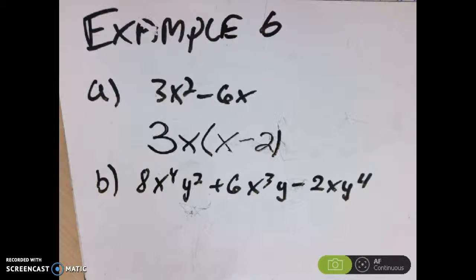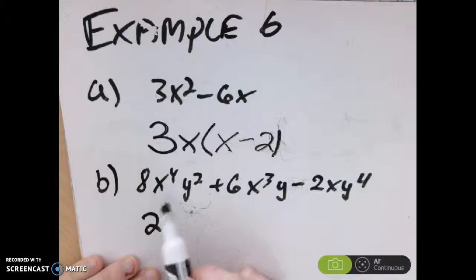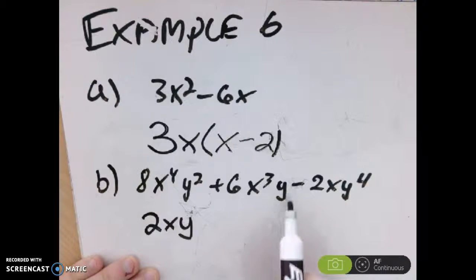Now for b. B is a little bit more complicated because it has more terms. I look through 8x to the fourth, y squared, plus 6x to the third, y, minus 2x, y to the fourth. What's in common between 8, 6, and 2? The number that divides into all of them evenly is a 2, so I'll take a 2 out. They all have x's, and the lowest power of x is x to the first. They all have y's, and my lowest power of y is y to the first.